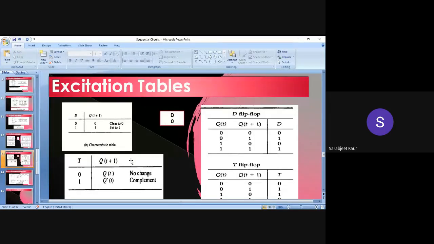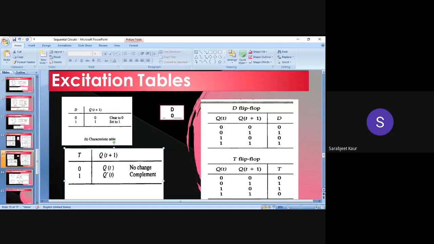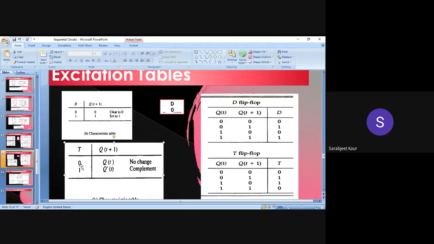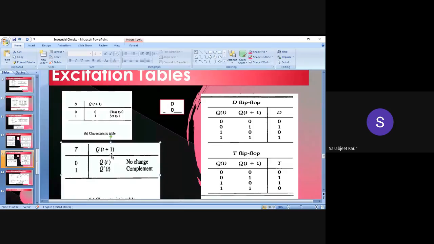Now, in the T flip-flop, you can see that when we gave a 0, it was the no change condition. And when we gave a 1, it was a complement condition. So let us look at the first case and analyze. I want a 0. In T flip-flop, in all the cases, I have to look at the previous state, because the output of T flip-flop is always in terms of the previous output. It is either the same as the previous output or the opposite of the previous output.